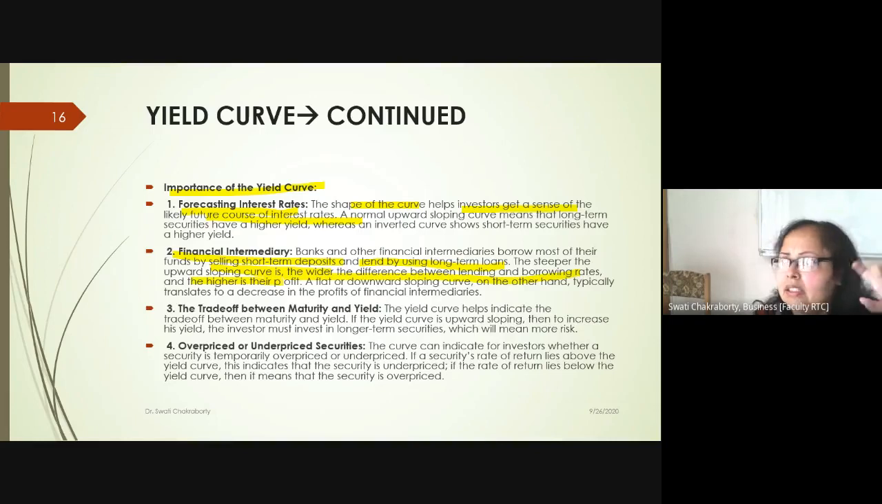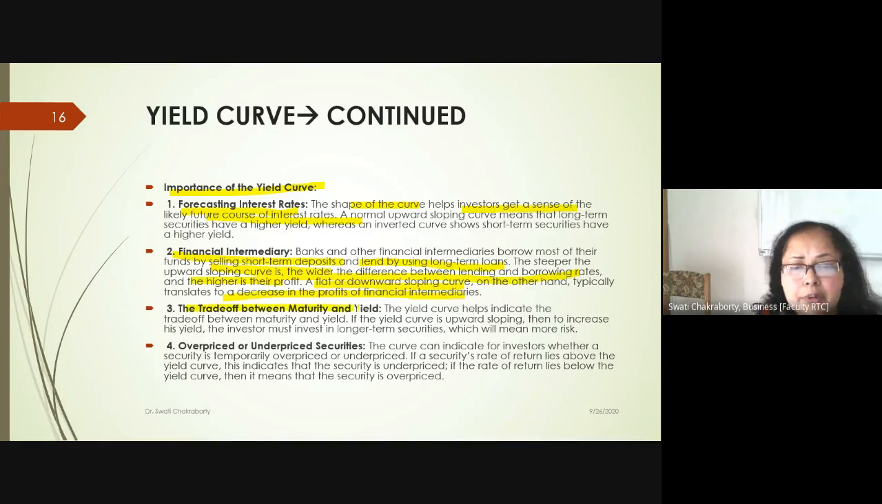And they get money, and they lend long-term loans. So they get more returns. So the returns become higher, right? That's why the steep curve. And a flat or a downward sloping curve, on the other hand, what does it mean? That there is a decrease in the profits of financial intermediaries, right?